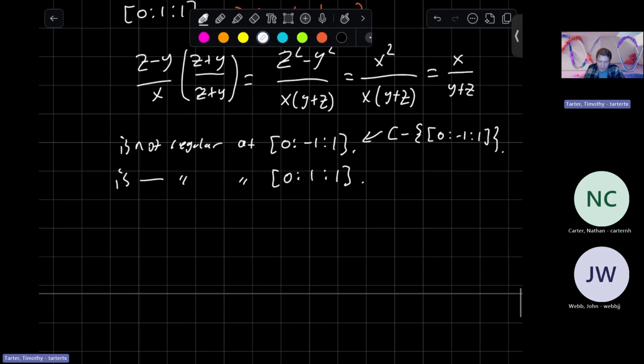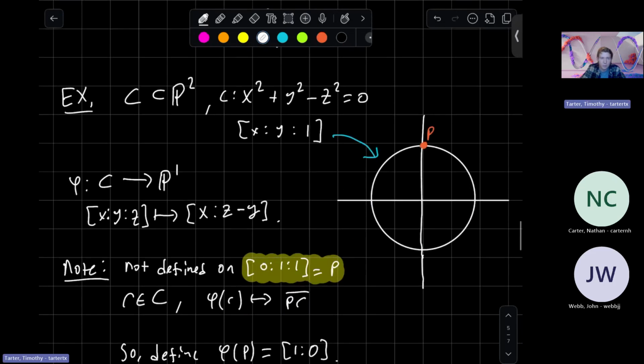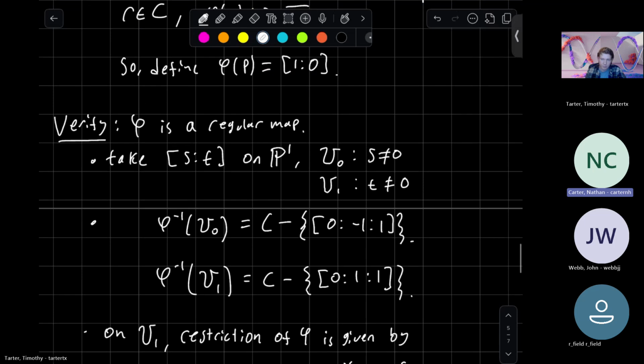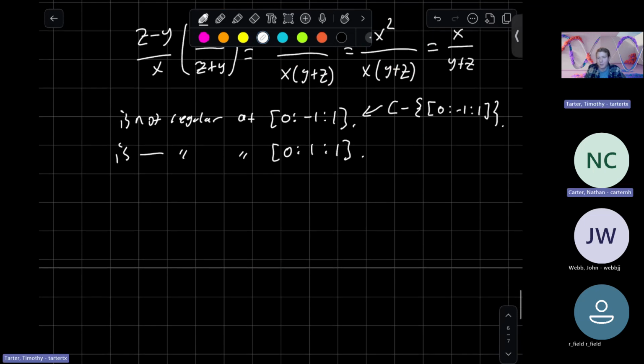Okay, so any questions from this example before we move on? I think the fielding is making sense for this one. Okay, cool. That's great.